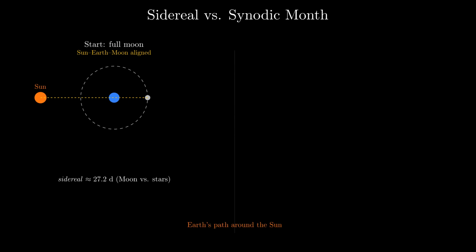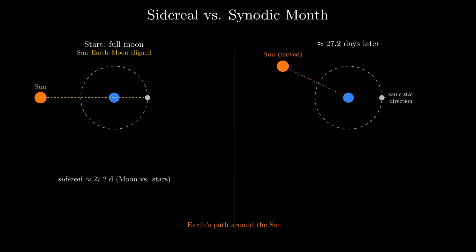Why the gap? Because while the Moon circles the Earth, the Earth is itself sweeping around the Sun. A full moon happens when the Moon sits opposite the Sun. By the time the Moon has completed one full circle relative to the stars, the Earth has moved along its own orbit, so the Sun now lies in a slightly different direction. The Moon must swing through a small extra angle to line up opposite the Sun again. That extra sweep is why the synodic month runs longer than the sidereal one.